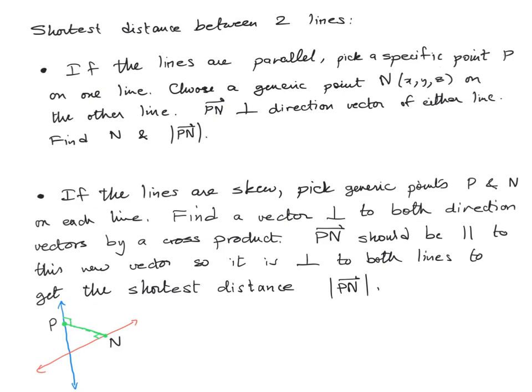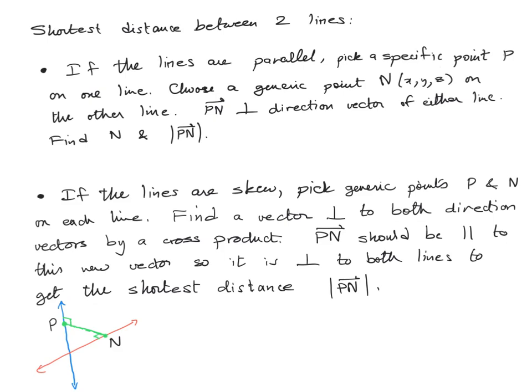Now, for the lines being skew, it's not quite as simple. Here is a diagram, and this line here and this line here do not intersect. There's some space in 3 dimensions between them. So what you need is a point on one line and on the other that matches in such a way that if I make the connection between those 2 points, P and N, they are perpendicular on both spots, on one line and on the other.